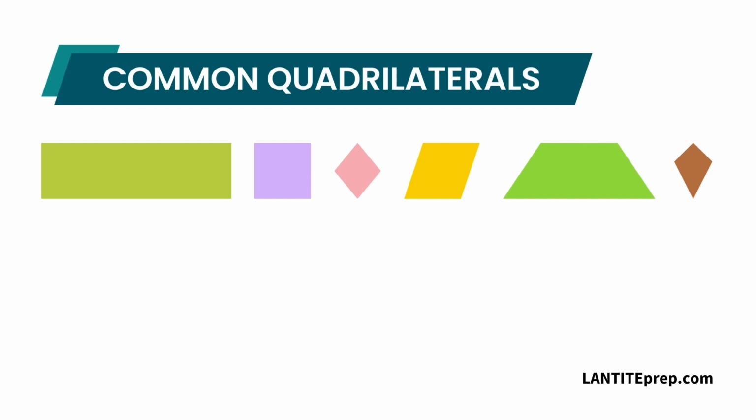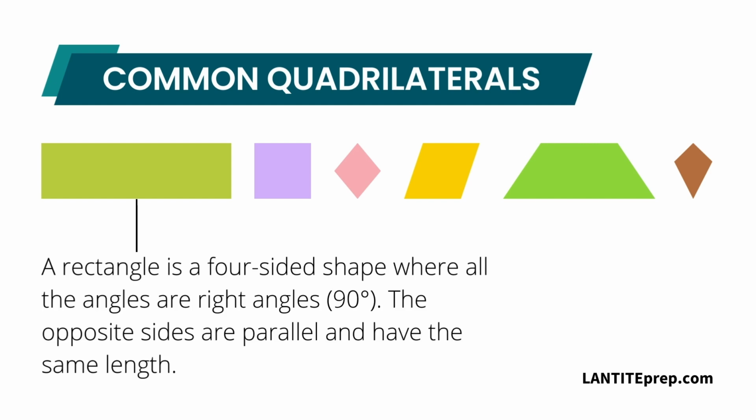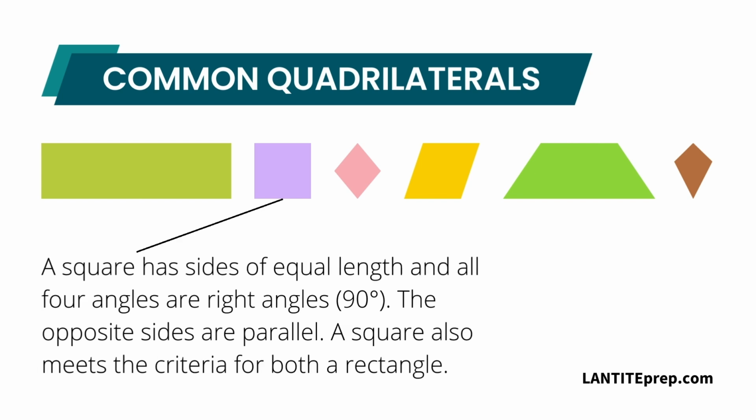Excellent. Recall that a rectangle is a four-sided shape where all the angles are right angles. The opposite sides are parallel and have the same length. Up next, a square has sides of equal length and all four angles are right angles. The opposite sides are parallel. A square also meets the criteria for both a rectangle with all angles at 90 degrees and a rhombus with all sides of equal length.